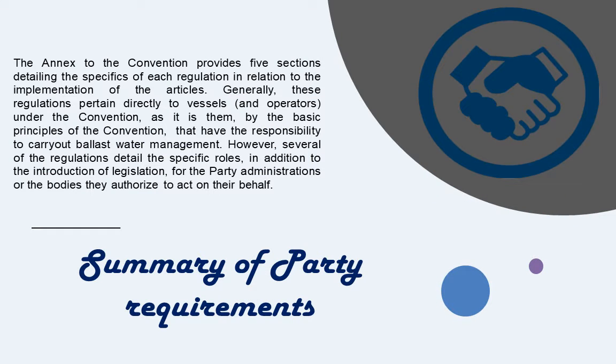Summary of party requirements. The Annex to the Convention provides 5 sections detailing the specifics of each regulation in relation to the implementation of the articles. Generally, these regulations pertain directly to vessels and operators, as implied by the basic principles of the Convention, which place responsibility on them to carry out ballast water management. However, several of the regulations detail specific rules, in addition to introduction of legislation, for the party administration or the body they authorize to act on their behalf.